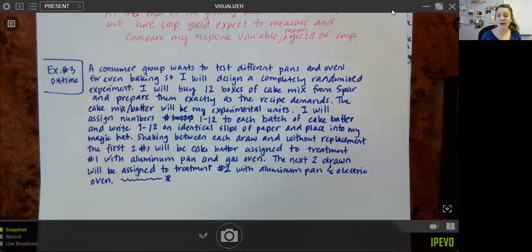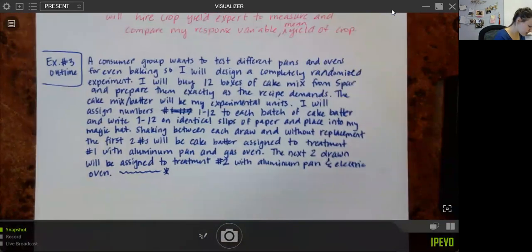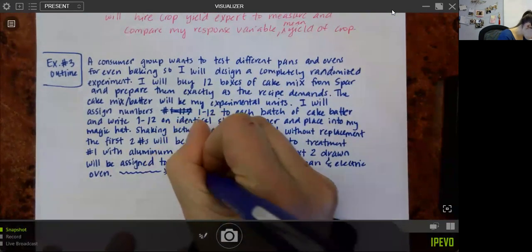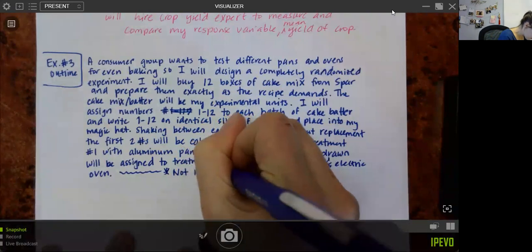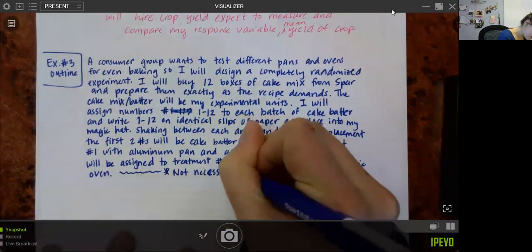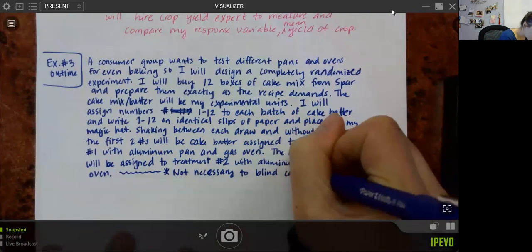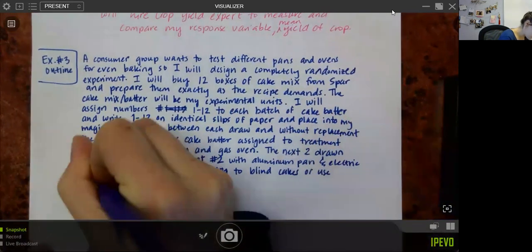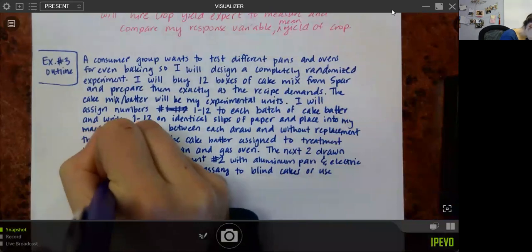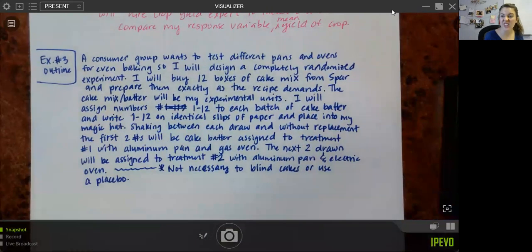Now, we do need to talk about, does it make sense to do blinding? Does it make sense to do placebo? No, we're working with cakes here. So not necessary to blind cakes or use a placebo. We're working with humans. That's really the only time that we are going to have to use those.